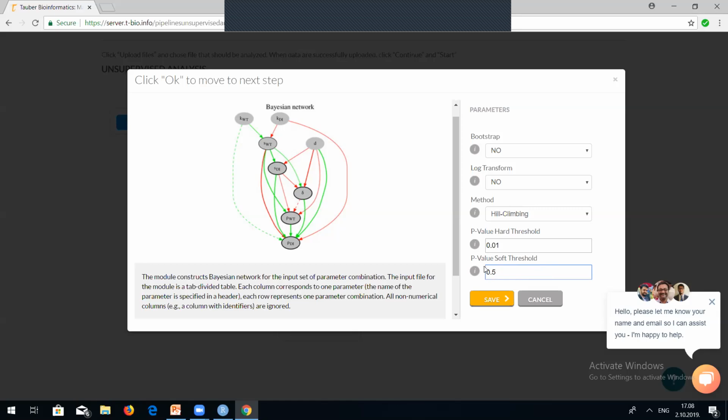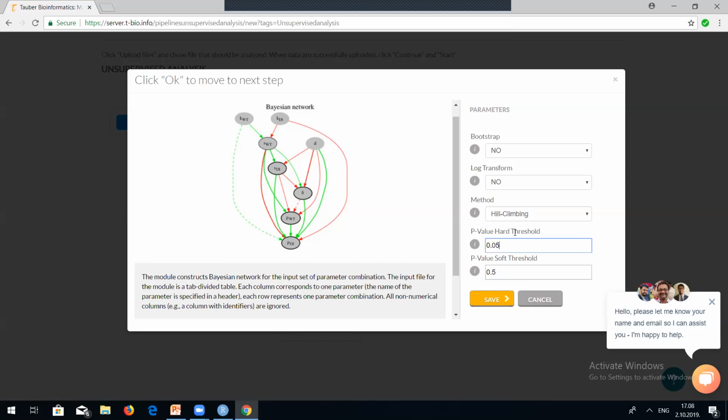Call it, use a p-value of 95% probability that we are right. There are various methods here. We will explore each of them, but for now, let's keep it on hill climbing, right?